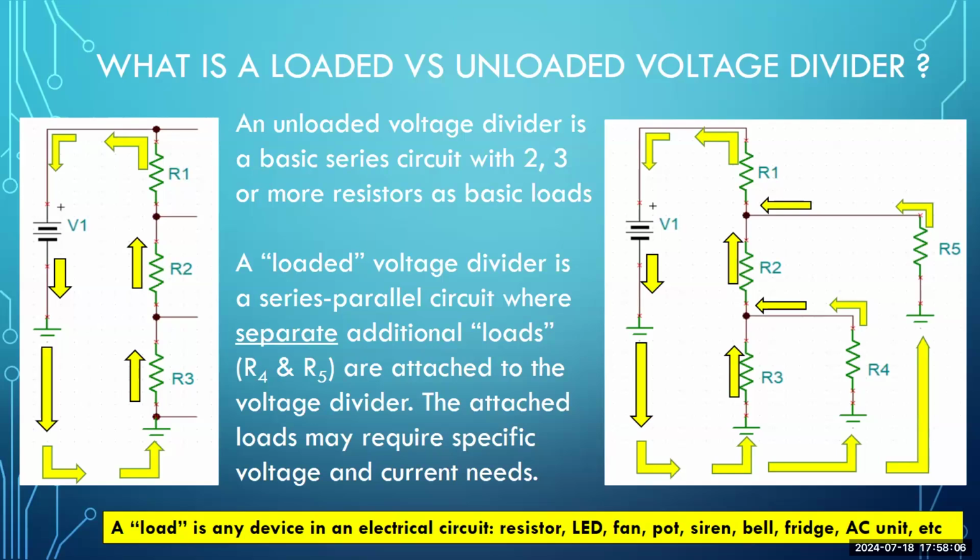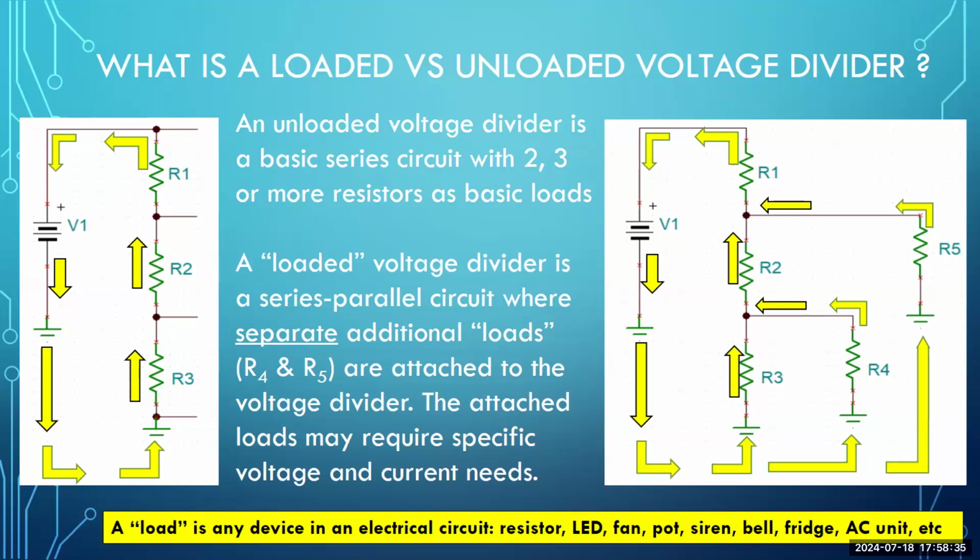So the voltage divider on the left has 3 loads, R1, R2, R3. It is a simple series circuit, and I've drawn this as an open loop circuit, not as a closed loop circuit, so you can get used to looking at open loop circuits more and more. A loaded voltage divider is more practical. See, the unloaded one on the left is what we use to introduce the concept of Ohm's law, how current flows in the circuit, how to do your calculations.